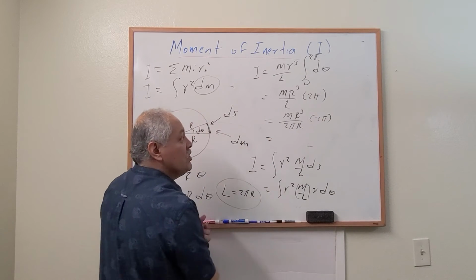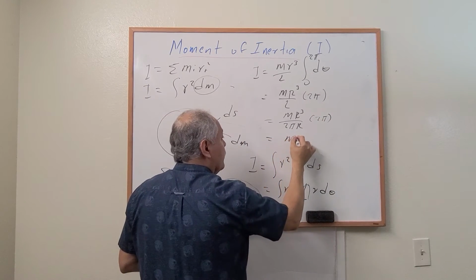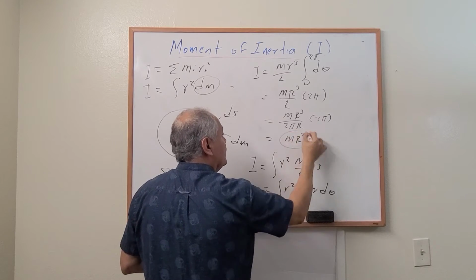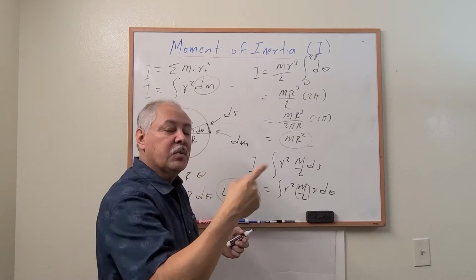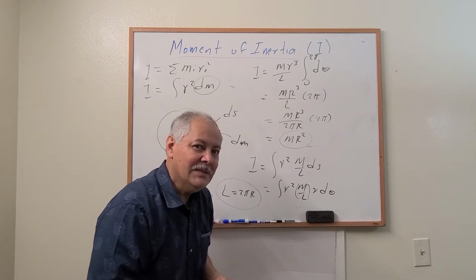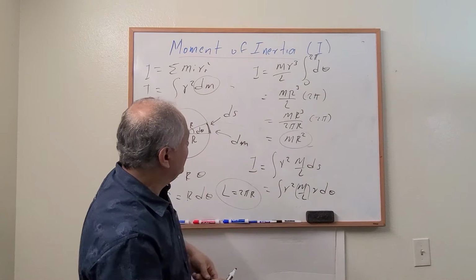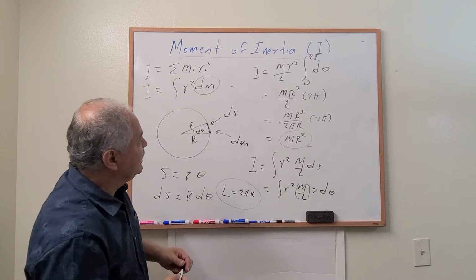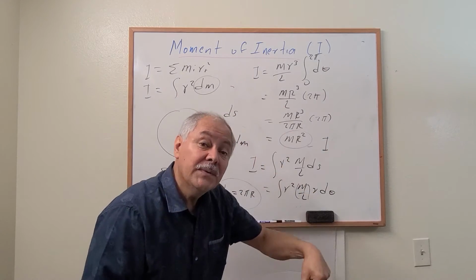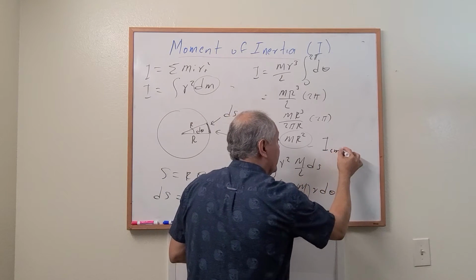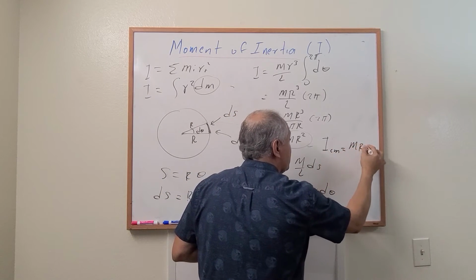So this is equal to m r squared, which is the same as the moment of inertia for one particle. Perfect. So we found the moment of inertia for the ring. One more time, the moment of inertia through the center of mass of the ring is very important. It's equal to mass times r squared.